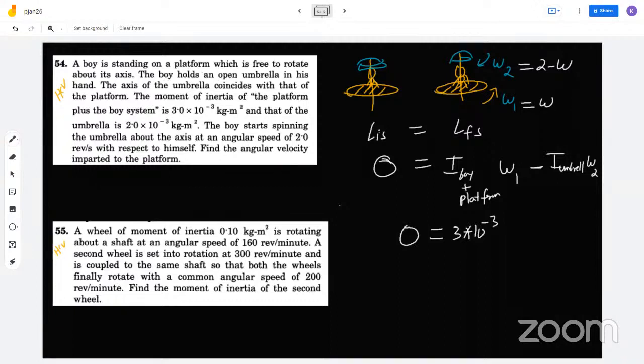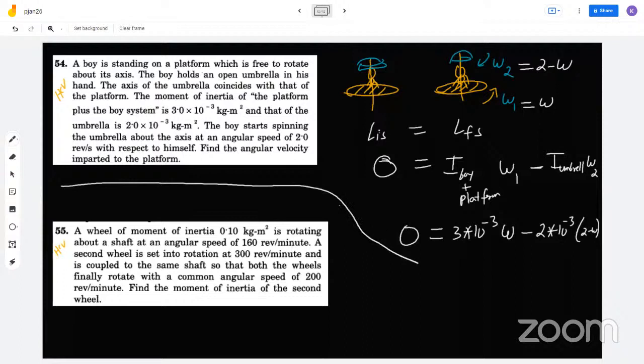So boy plus platform का calculate करना है. Find the angular velocity imparted to the platform, omega minus I of the umbrella कितना होगा? 2 into 10 to the power minus 3, into 2 minus omega. Yes. So guys, कितना आएगा इससे answer? You want to find omega.